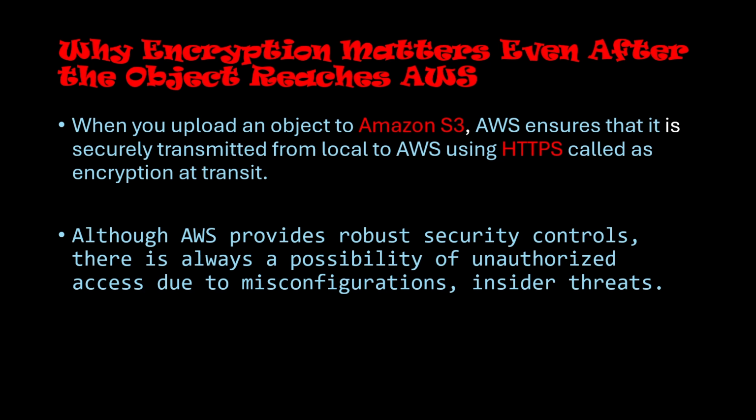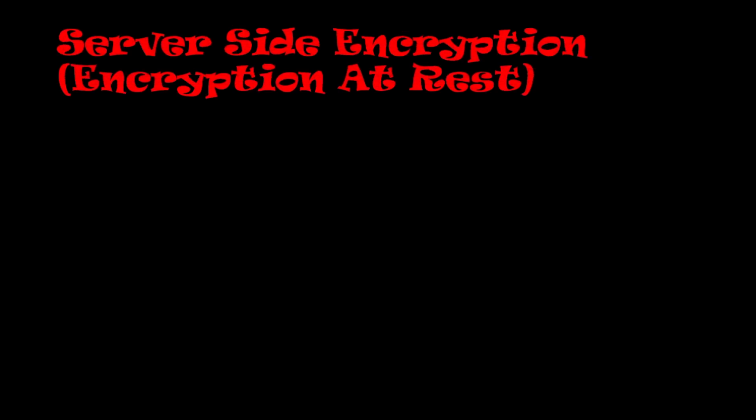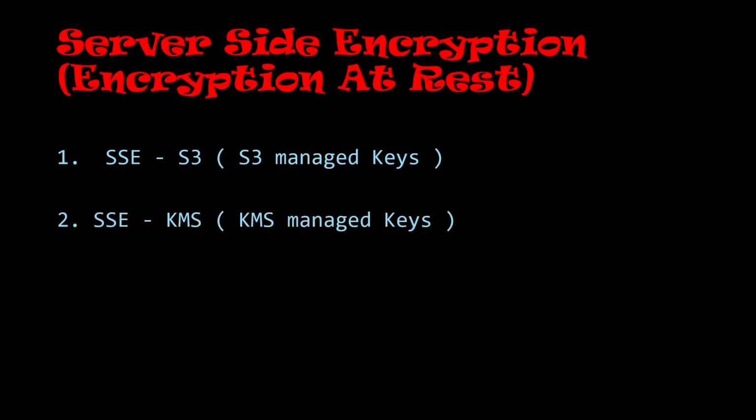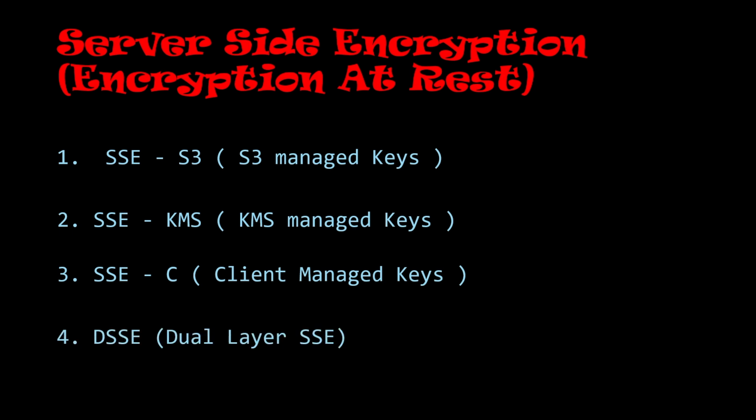So, now let's dive deep into how S3 encrypts the object. Firstly, let's understand what is this server-side encryption. As I already said, after the object has successfully reached S3, S3 itself encrypts your data before storing it in the bucket. This is also called encryption at rest. I have already shown you in the console. There are four types of server-side encryptions: server-side encryption with S3 managed keys, server-side encryption with KMS managed keys, server-side encryption with client managed keys, and dual-layer server-side encryption.